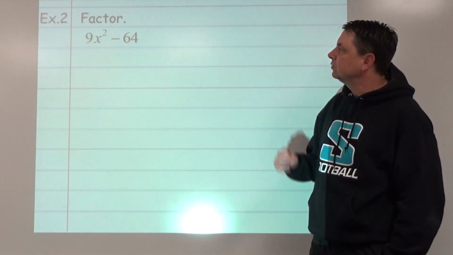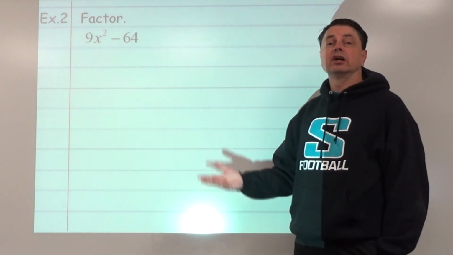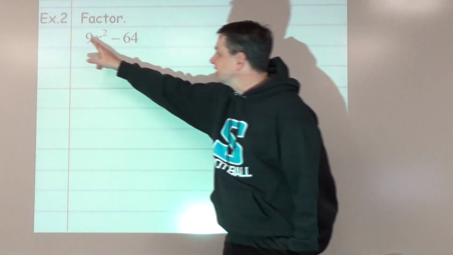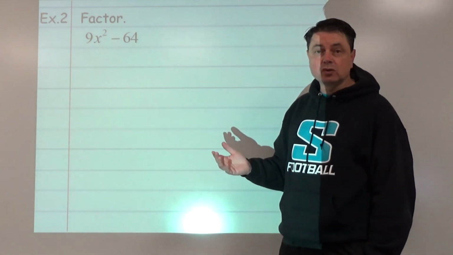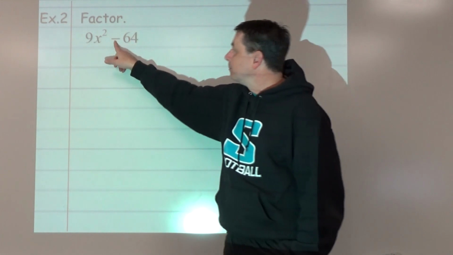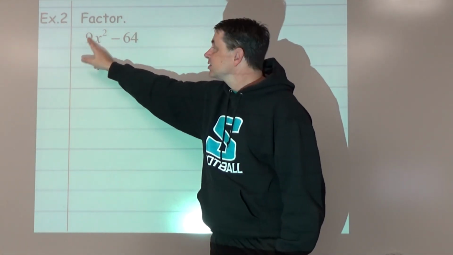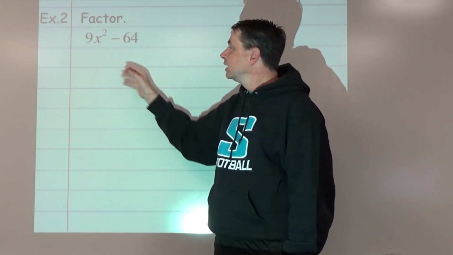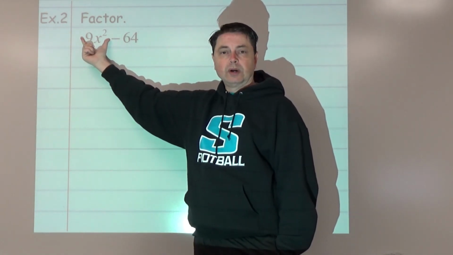Example number 2. Factor 9x squared minus 64. Is there a GCF? There is not. Nothing goes into 9 and the 64. Is it a difference of squares? I think so. Minus, so it's a difference. 9 is a square, so is x squared. So is 64.